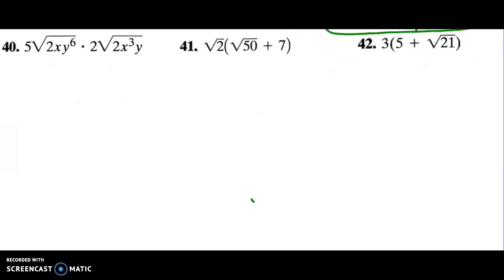All right, so let's try number 40. Again, we're going to multiply everything that's on the outside. Switch this over again.